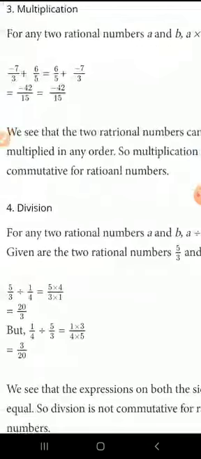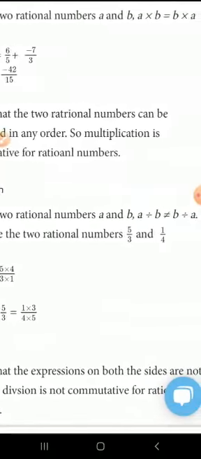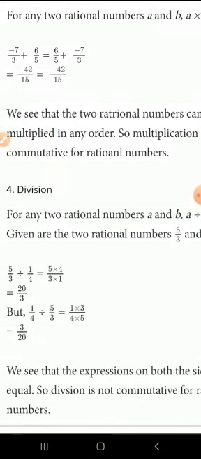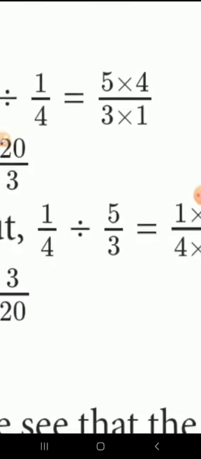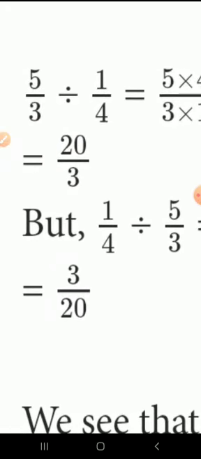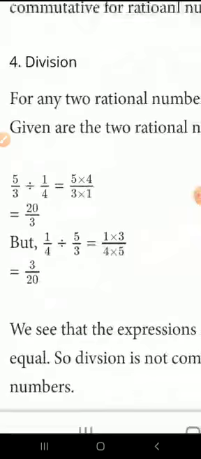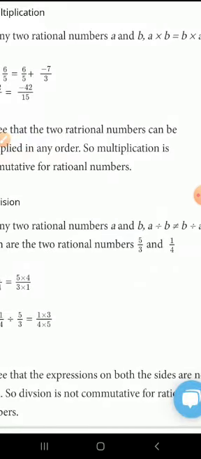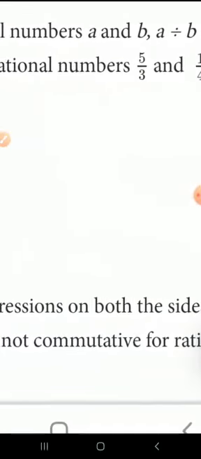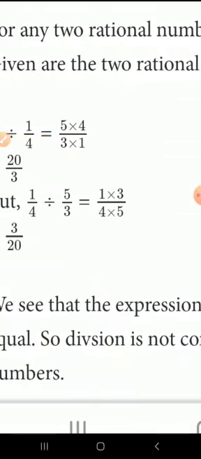Let us see the same operation for division. For division, let us see whether the order is important or not. So if we divide 5 upon 3 divided by 1 upon 4, the answer we are getting is 20 upon 3. But if we reverse the order, if we do 1 upon 4 divided by 5 upon 3, we are getting the answer as 3 upon 20. So as you can see on the screen, the answer is different. So we can conclude from this that A divided by B is not equal to B divided by A. So division is not commutative for rational numbers.